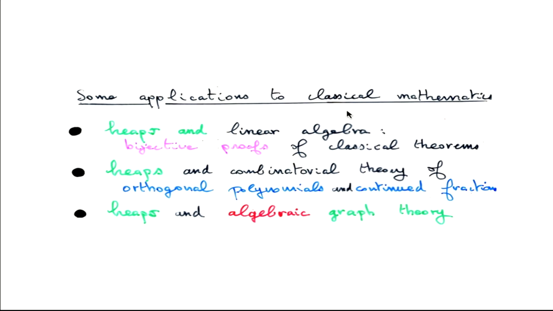Now there will be some applications to classical mathematics of all these 3 basic lemmas. So we will have a chapter about HIPS and linear algebra. All the classical proofs, the inversion theorem, Jacobi, all this classical, Cayley-Hamilton, all these theorems will come from the 3 basic lemmas in the HIPS.